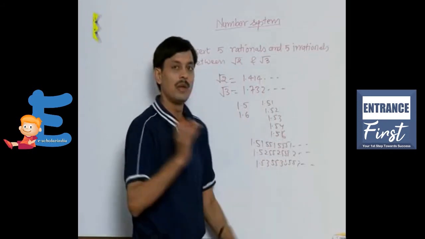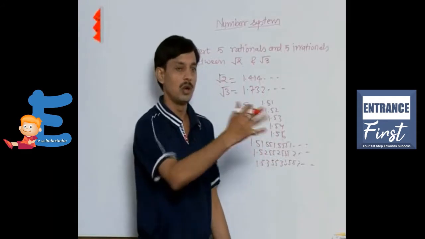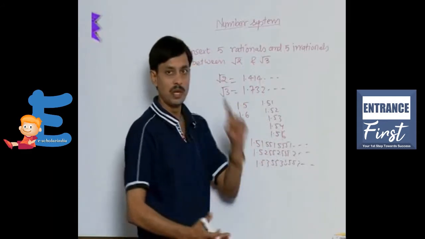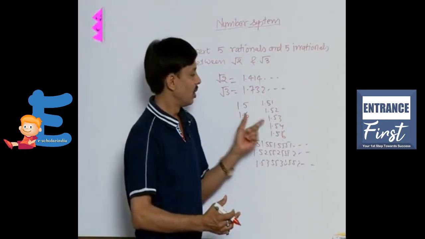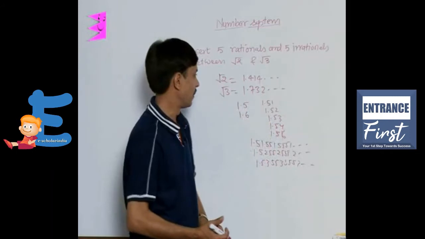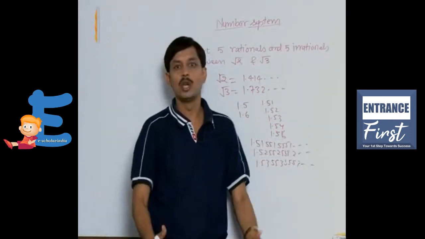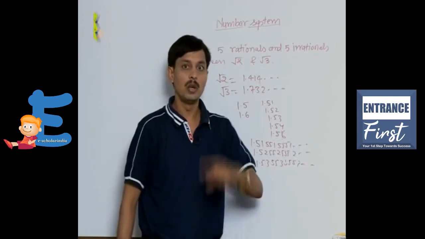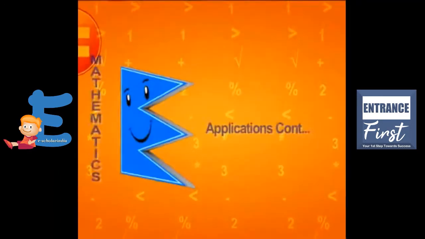But take care, when you are writing irrationals, there is a pattern, non-terminating, non-repeating. Whenever you are writing rationals, the pattern should be either terminating, or if it is not, then you write them as non-terminating but repeating. So this is the way to insert a few numbers between two given numbers. Now I will tell you how to represent rationals and irrationals on the number line.